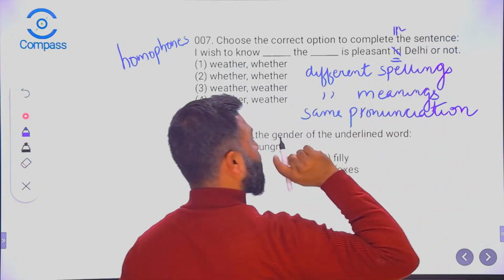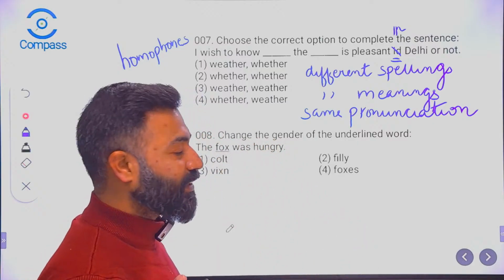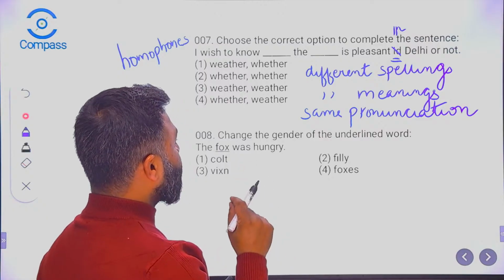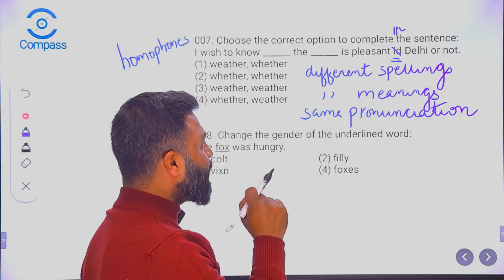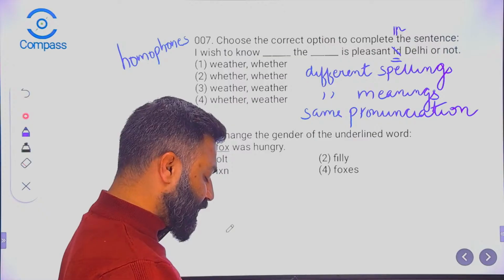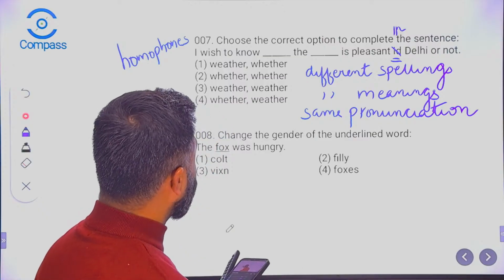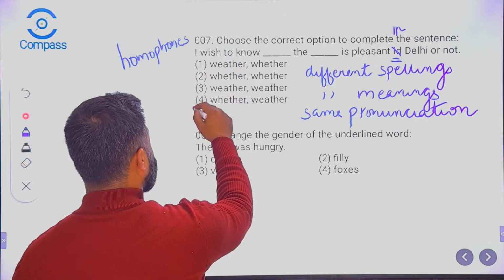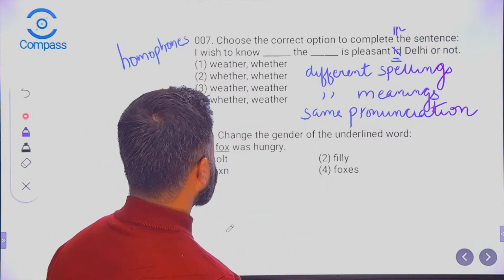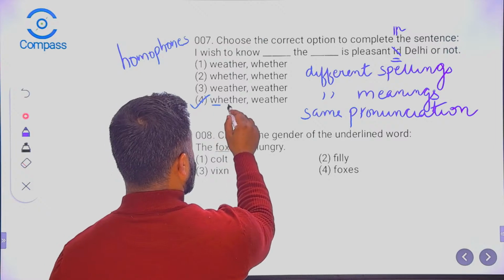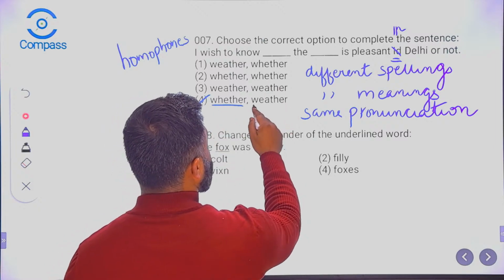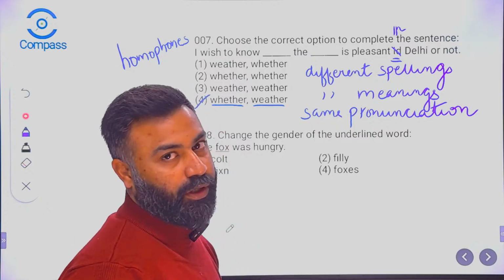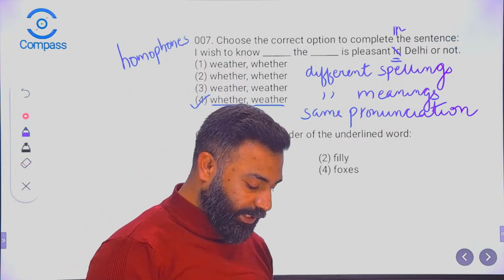So "in" has to be there, not "ID." So that's a human error. So "in" has to be there. I wish to know dash the dash is pleasant in Delhi or not. So which is the correct option? Okay. So somebody has answered option 4. I wish to know whether the weather is pleasant in Delhi or not. All right, so that's the right option.